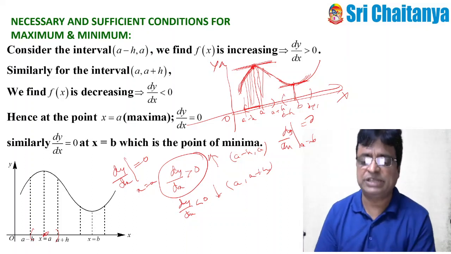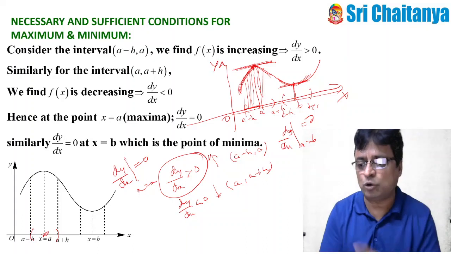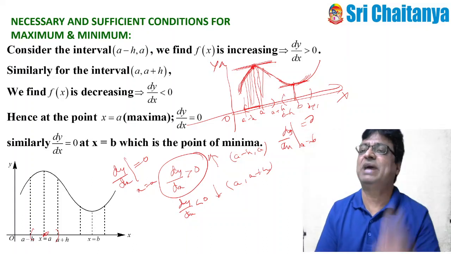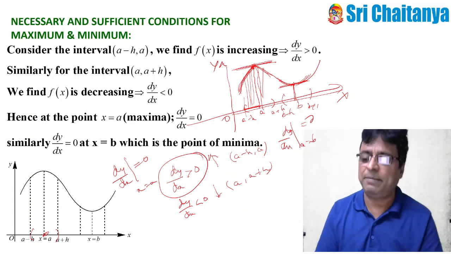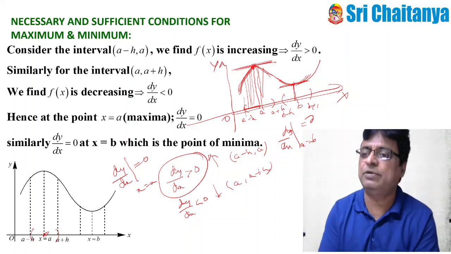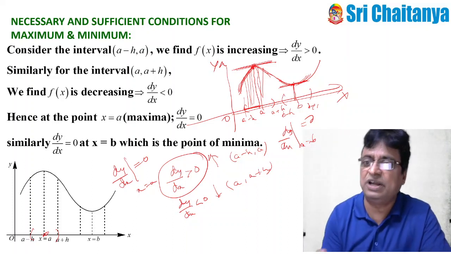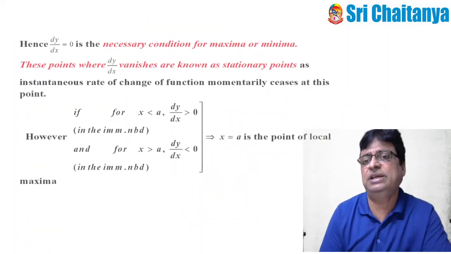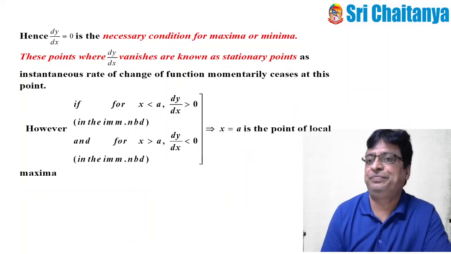At those points, the function may have maxima or minima. See, here I haven't said confidently that it has only maxima or only minima. But to have a maxima or minima, the derivative at that point must be equal to 0. This condition is called the necessary condition. See, the same thing will happen at x is equal to b also.